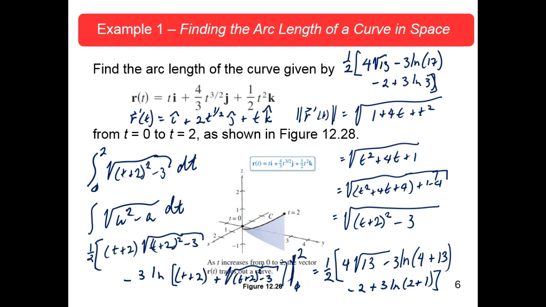Trying to think if there's any way to simplify this. The minus 3 log 17 minus a minus 3 log 3, I don't really think there's any way to simplify that. So let's see what we've got. Okay, they did the t plus 2 over 2. Yeah, that's fine to do it that way.